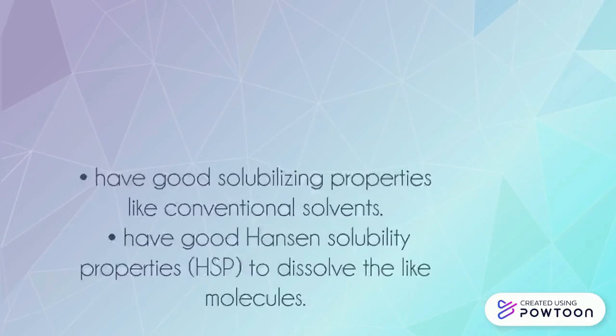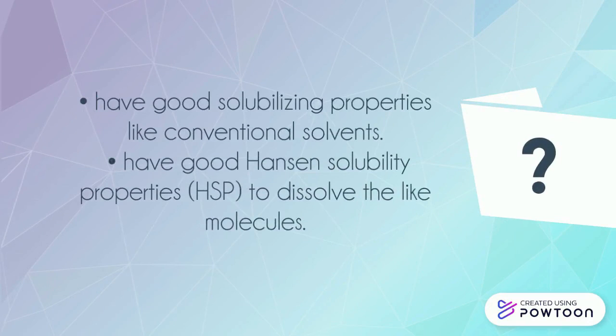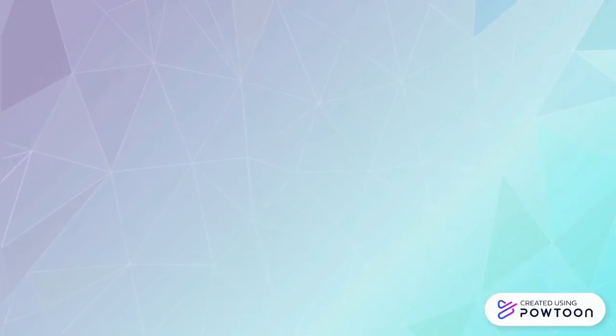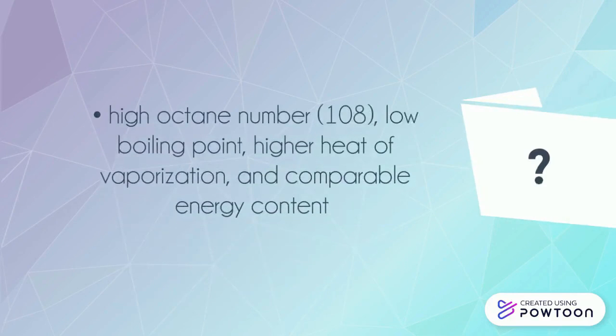First of all, bioethanol has good solubilizing properties like conventional solvents. On the other hand, bioethanol also has good Hansen solubility properties, HSP, to dissolve the light molecules. Last but not least, the advantage of using bioethanol in the process is that it has a high octane number, which is 108, low boiling point, higher heat of vaporization, and comparable energy content.